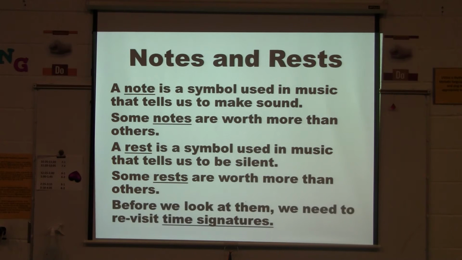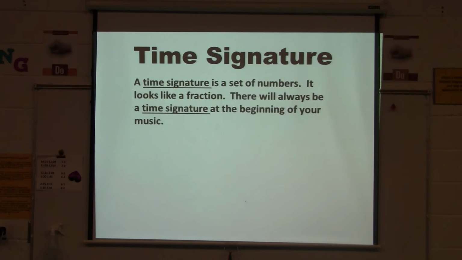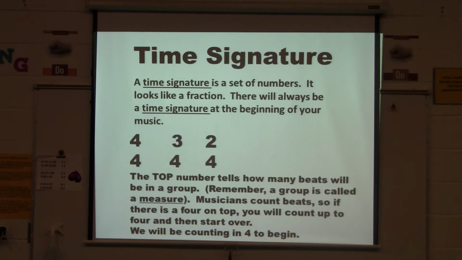Before we look at notes and rests, though, we've got to go back and revisit time signatures and talk a little bit more about what they mean. That's going to be important. So remember, time signatures are numbers that look like a fraction at the beginning of your music, and there's the most common ones, 4/4, 3/4, and 2/4.